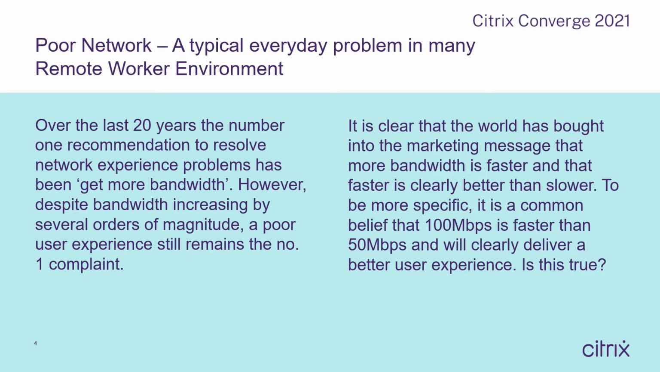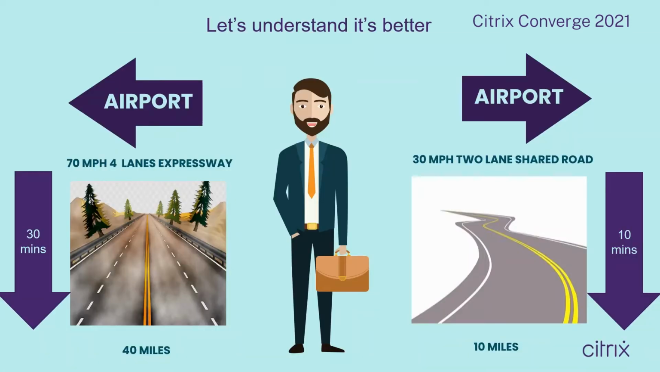Is this true? No. Let's understand it in a better way. A car comes to a fork in the road as both left and right directions are signed to the airport. If the left fork is a 70 miles per hour, 8 lanes freeway and the right fork is a 30 miles per hour, single lane shared road, should the car go left or right? If speed is the criteria for selection, then the left fork, the freeway, is clearly over 2 times faster.